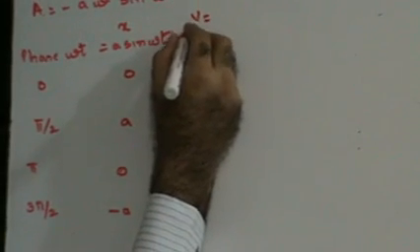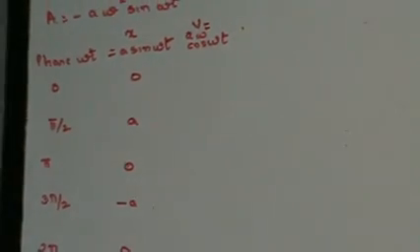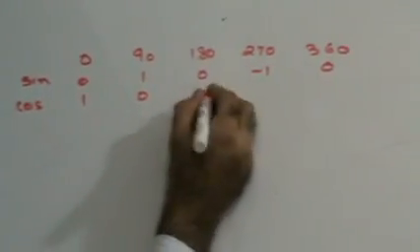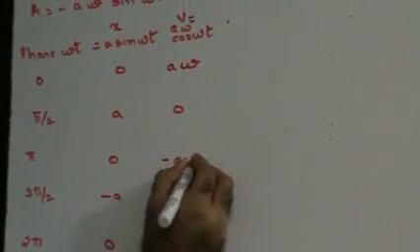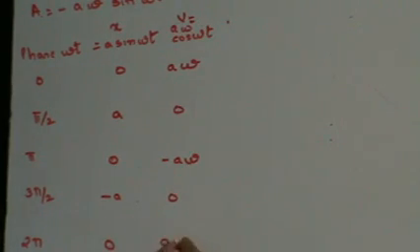Let's consider velocity. Velocity is given by the formula A omega cos omega t. Before I explain this, I'll just show you this working note. Cos 0 is 1, cos 90 is 0, cos 180 is minus 1, cos 270 is 0, cos 360 is 1. Right? Now let's see this. Cos of 0 is 1, so therefore this will be A omega. Cos 90 is 0, so this will be 0. Cos 180 is minus 1, so minus 1 into A omega will give you minus A omega. Cos 270 is 0, 360 is 1.